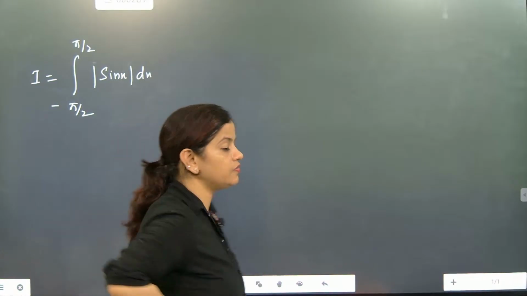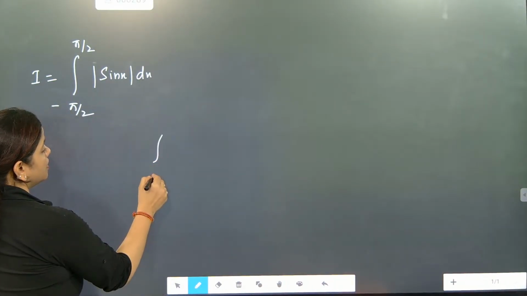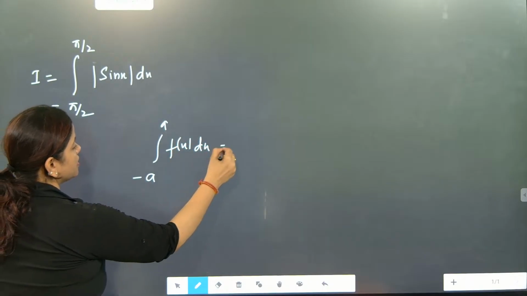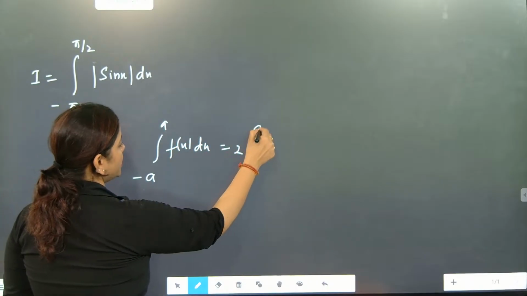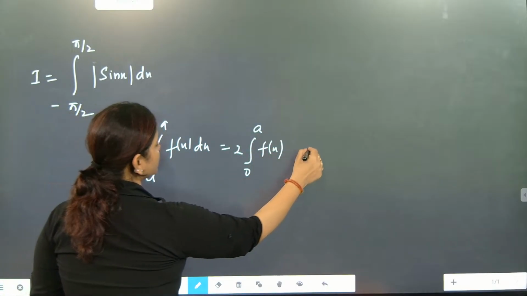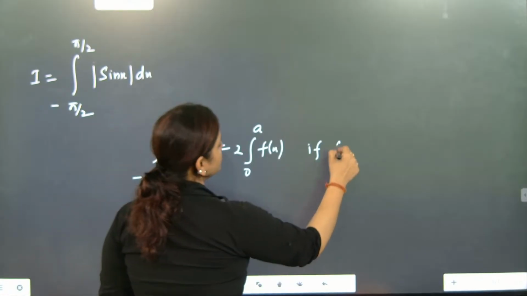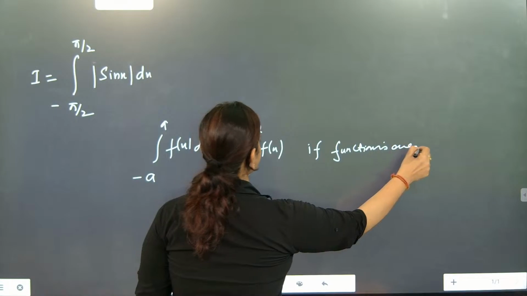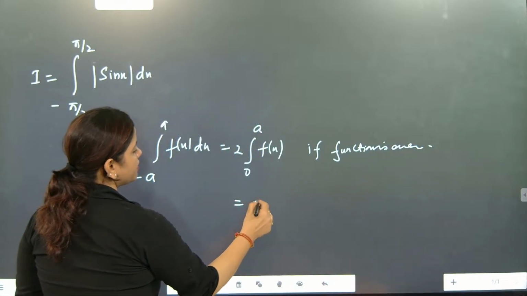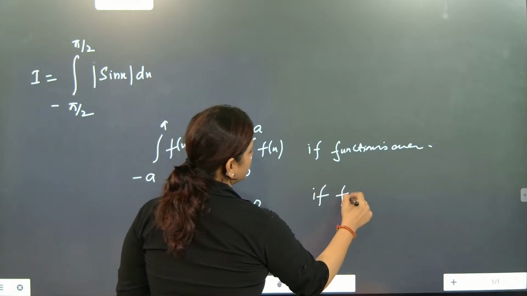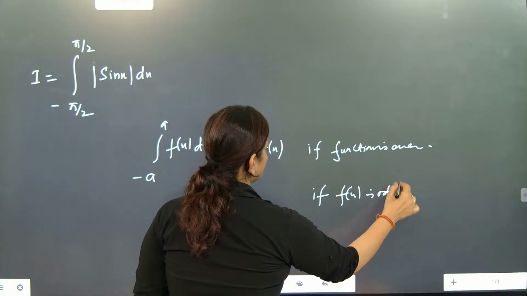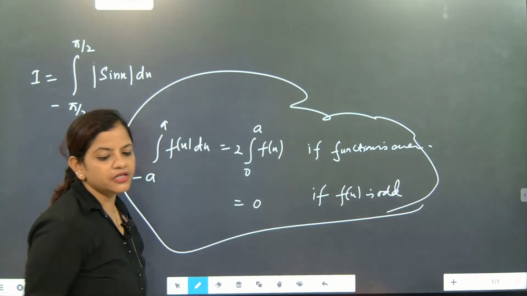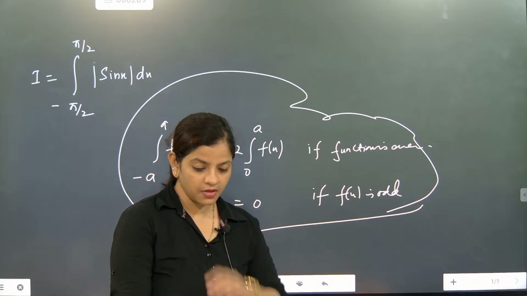First, you remember this one. See, the integral from minus a to a of f of x dx will become 2 times the integral from 0 to a of f of x if the function is even. It will become 0 if f of x is an odd function. That is exactly the content. But how is this content going to work? We are going to check.